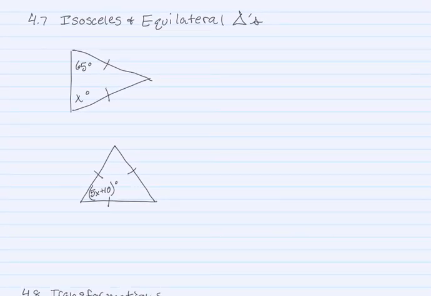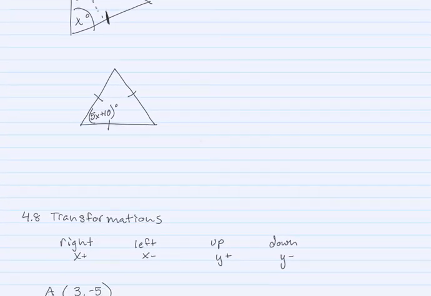4.7 uses isosceles and equilateral triangles, and our knowledge with that. So angles have relationships with opposite sides. Because this side is congruent to this side, two sides are congruent, making it an isosceles triangle. So we know the opposite angles, the base angles, are congruent as well. So x is equal to 65 degrees. That one was a fairly straightforward example. The second example is less so.